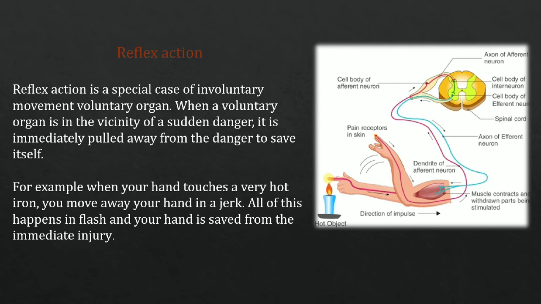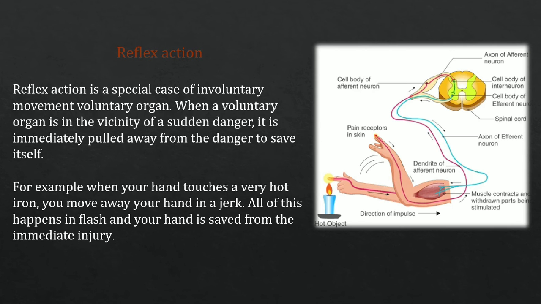In this picture you can see that when we touch a hot substance, the nerve from our finger goes to the spinal cord by the afferent neurons which carry the information, and from the spinal cord there comes one nerve called the axon of the efferent neurons, and it goes to the muscle of our hand and gives the information to the muscle to contract and withdraw the part away from the stimulus. So due to the reflex action, your hand is saved from immediate injury and you move your hand away with a jerk.